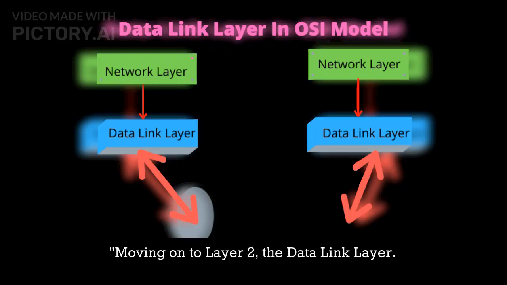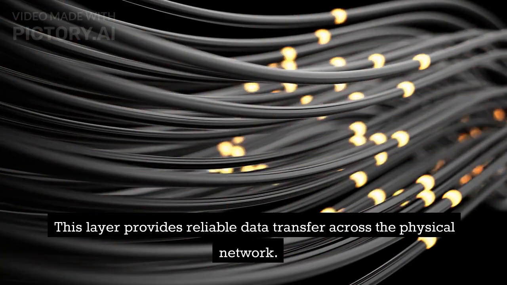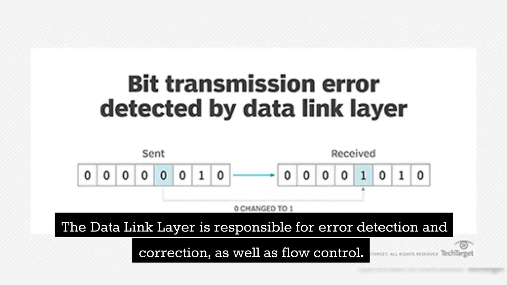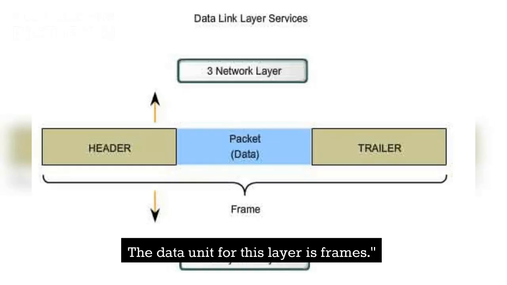Moving on to layer 2, the data link layer. This layer provides reliable data transfer across the physical network. It transforms the raw bit stream into manageable units called frames. The data link layer is responsible for error detection and correction, as well as flow control. Switches and bridges operate at this layer, ensuring efficient data transmission within a local area network. The data unit for this layer is frames.